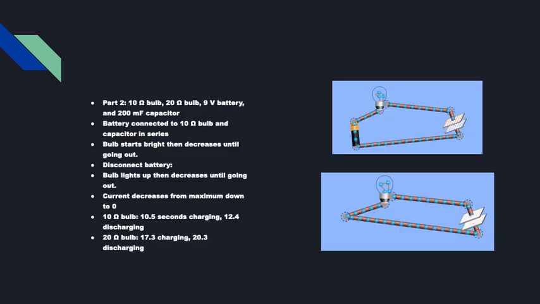Then for part 2, I did it on the CCK simulator. I used a 10 ohm bulb, a 20 ohm bulb, a 9 volt battery, and a 200 millifarad capacitor. The battery was connected to the 10 ohm bulb and capacitor in series. The bulb starts bright, then decreases until going out, and then I disconnected the battery, using the charged capacitor to light up the bulb, which lit up and then decreased until going out. And then here are the time values for the 10 and 20 ohm bulbs.